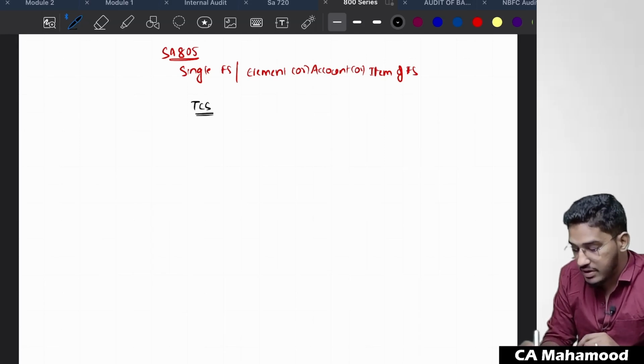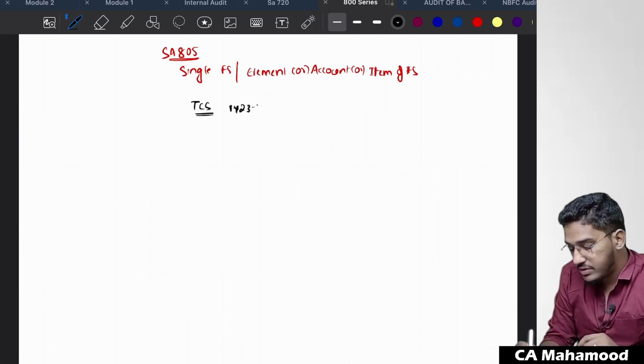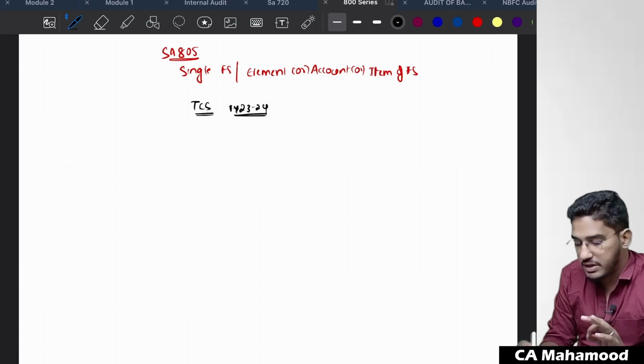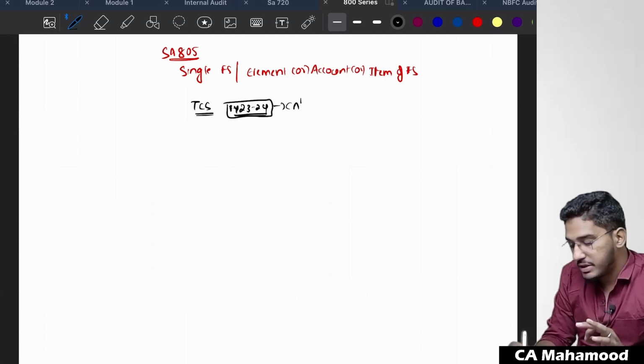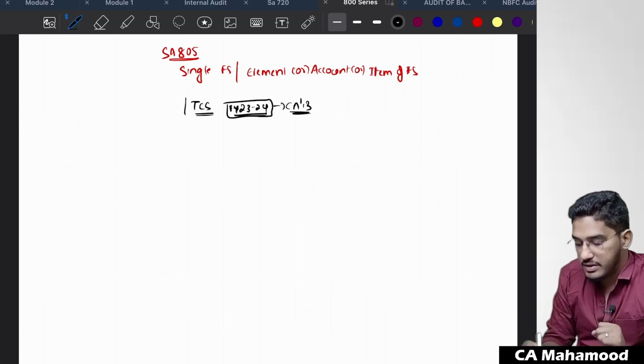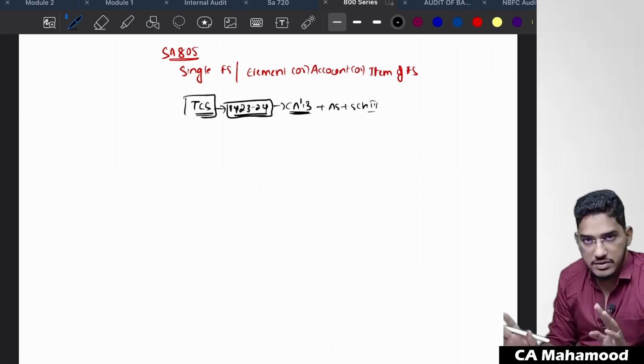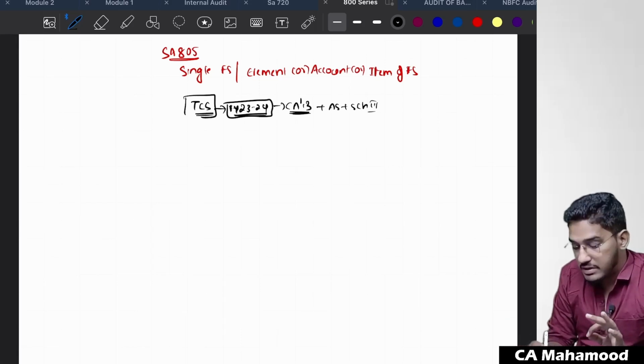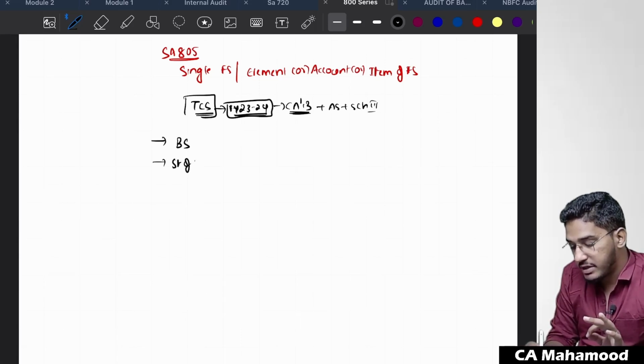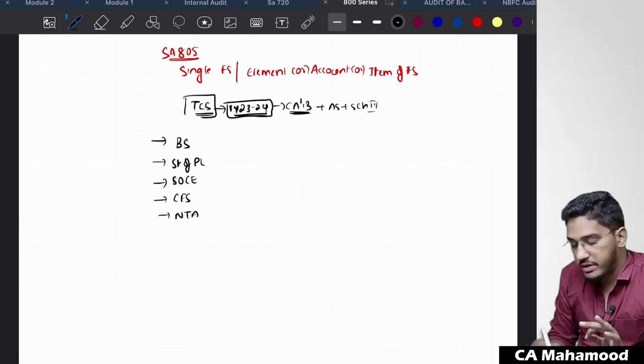There is a company TCS, financial year 23-24. Since it is a company, it will prepare financial statements for the financial year 2023-24. As per Companies Act 2013, as per the accounting standards, as per Schedule 3, they will prepare their complete set of financial statements. What will be there in that complete set? They will have a balance sheet, a statement of P&L, a statement of changes in equity, a cash flow statement, and even notes to accounts.